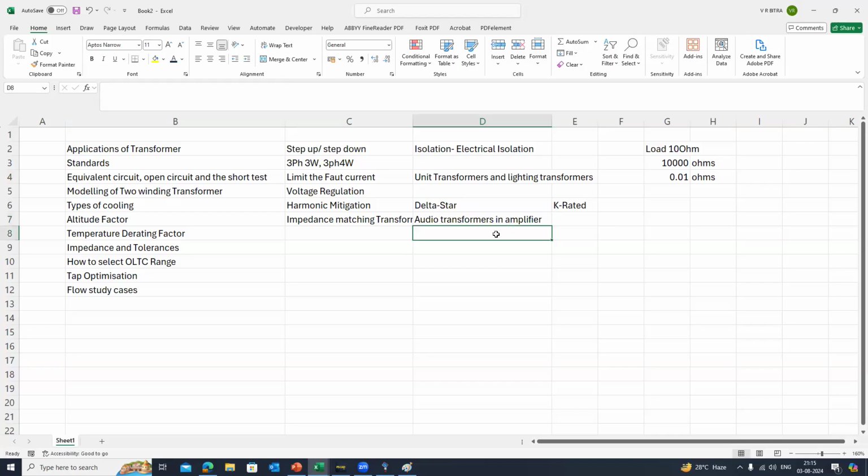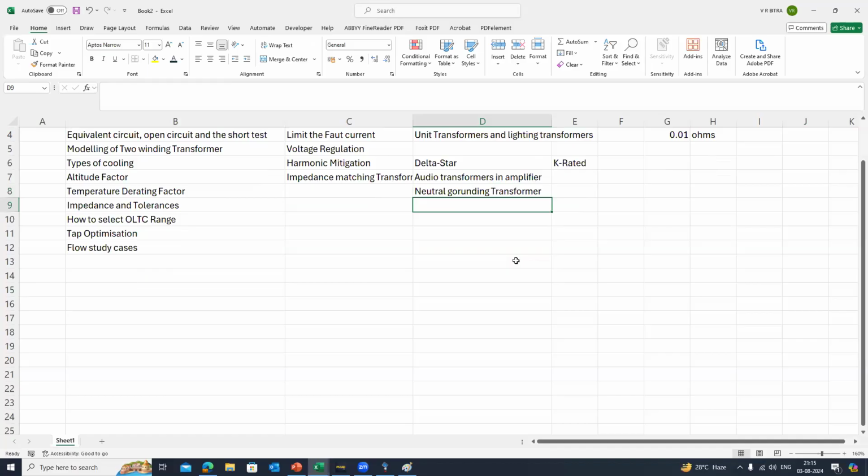Another application as far as our power system is concerned is the neutral grounding transformer of the generator. That is also an impedance matching transformer, right? So basically this impedance matching transformer will be helpful to convert one impedance to another impedance. That's the purpose of the impedance matching transformer, right?